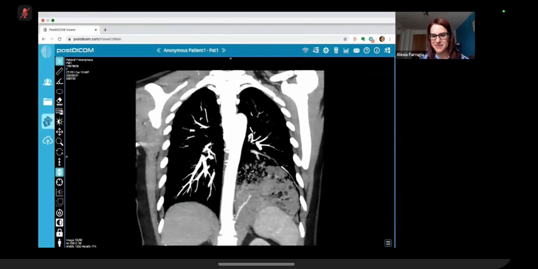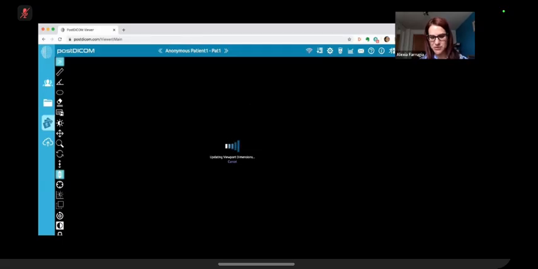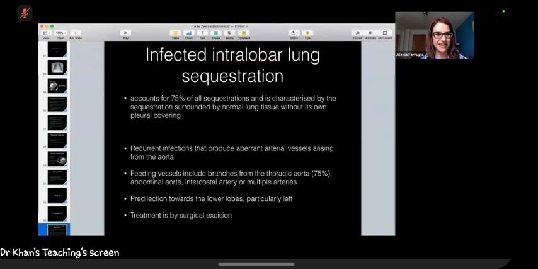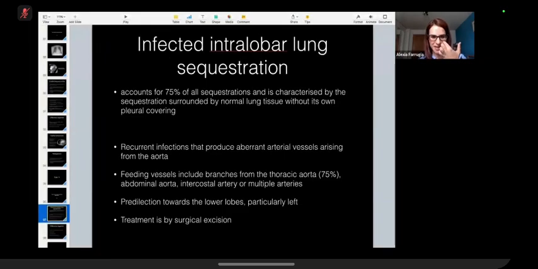Well done. You suspected the pathology from the chest x-ray, which is brilliant, which shows that you are thinking in exam mode, which is good. Okay, so this lady had an infected intralobar sequestration, and the intralobar type accounts for 75% of all the sequestrations. The extralobar type accounts for the rest of the 25%, and they usually present in childhood with recurrent infections.